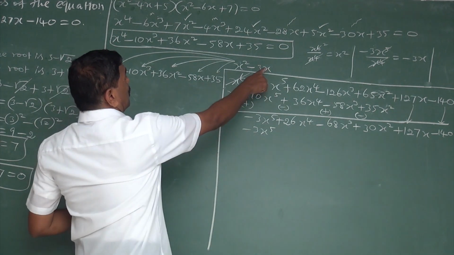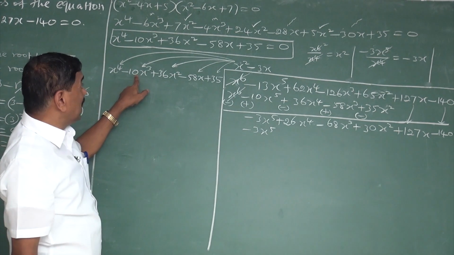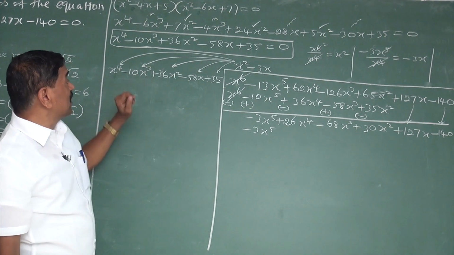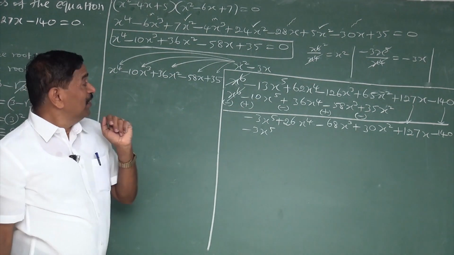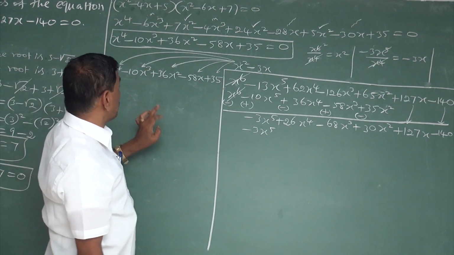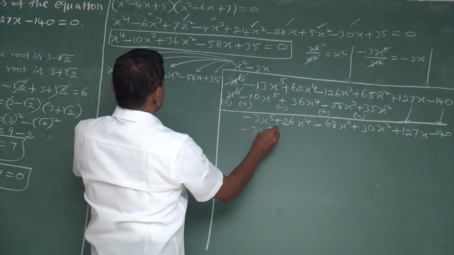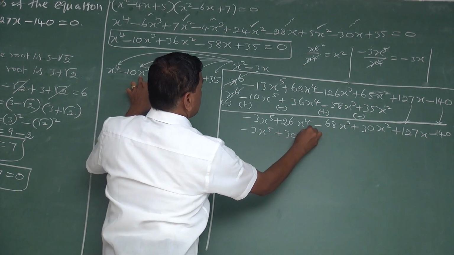Now, this minus 3x into minus 10x cube. Okay, what is your answer? Very good. That is, you are telling plus 30x power 4. Very good. Here minus into minus plus, 3 tens are 30. So, plus 30x power 4.